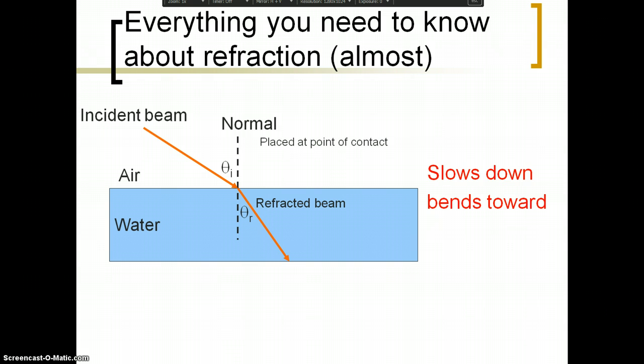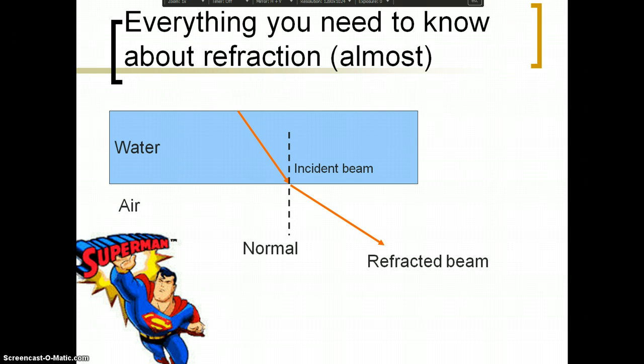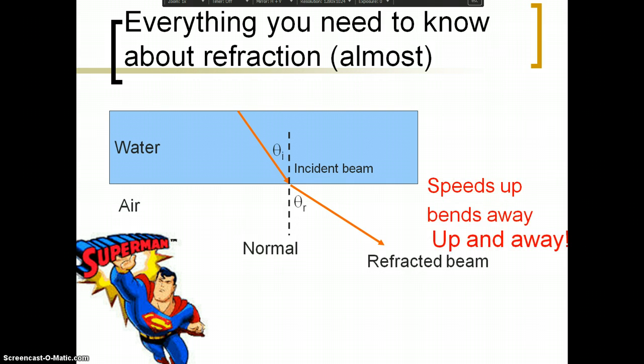All right, so we got one below that. Mr. Parker, why do you have Superman on there? You'll see. So, if we're going from water into air, rather than going in a straight line, it's going to bend, and this time it's going to bend away from the normal. So if the light speeds up when it goes from water into air, and whenever the light speeds up, it bends away.